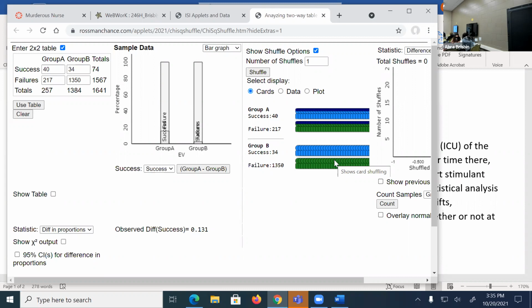Did we shuffle? You shuffle it 1,000 times. It still represents how many died. So it's still 74, because the number of blue and green cards isn't going to change, just how they're distributed between the groups. So it's how many cards we have.